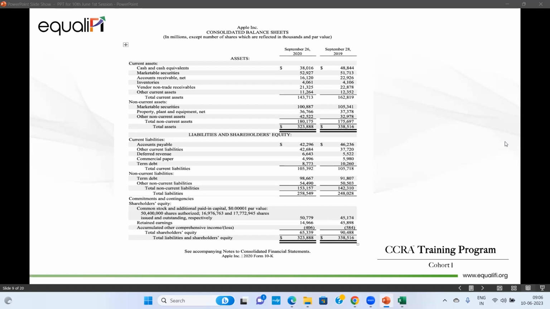Current ratio, okay, has declined. Good. You have calculated that. Better working capital management, shareholders' equity reduced. Yes. Shareholders' equity reduced.